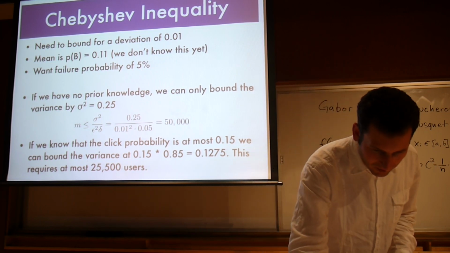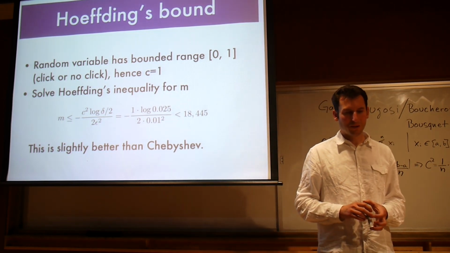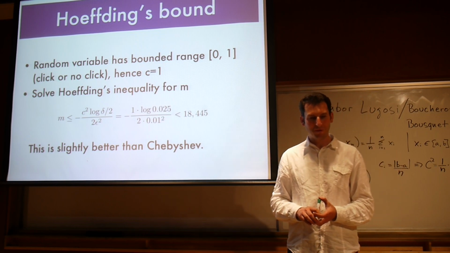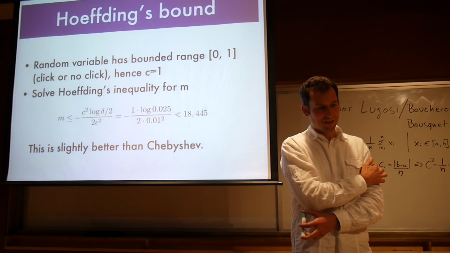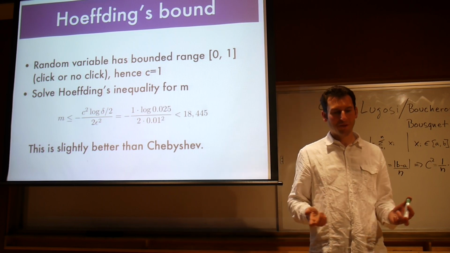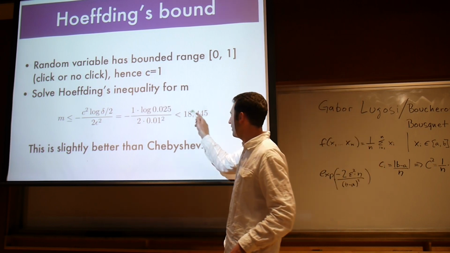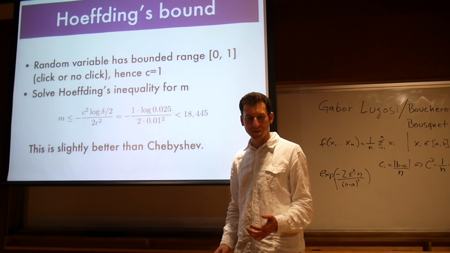Now let's do something slightly tighter. Hoeffding's bound gives you slightly better estimates. So we know it's a random variable that has bounded range, click or no click. So C equals 1, and then we just solve Hoeffding's inequality, we plug in all the numbers, and voila, we get about 18,000. So it's better than what we had before.